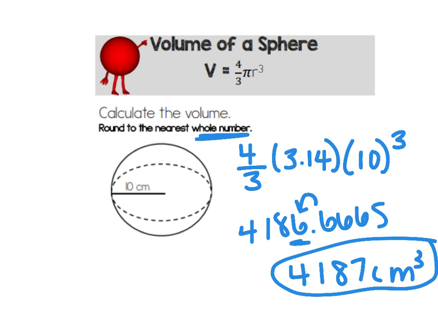This is really similar to area. You are finding your shape on the formula sheet and then plugging in the correct numbers, and then using your calculator.